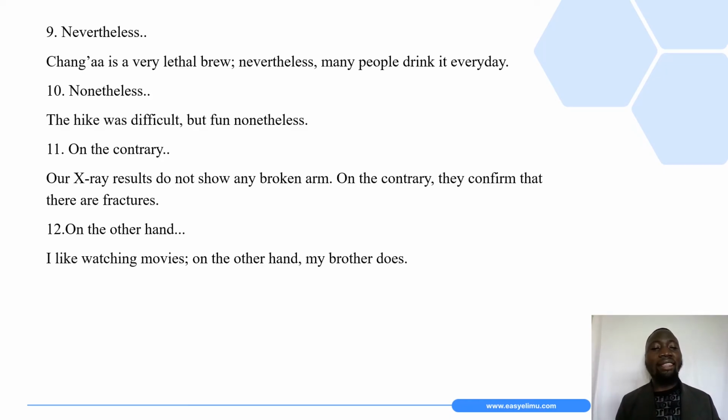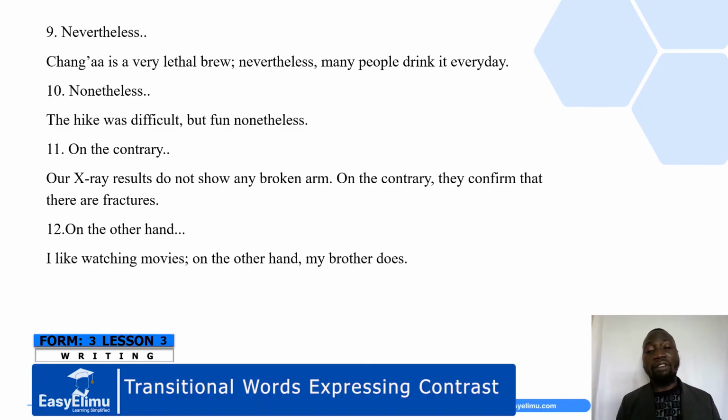Then there is also nonetheless. The hike was difficult, but fun nonetheless. Then we also have on the contrary. Our X-ray results do not show any broken arm. On the contrary, they confirm that there are fractures.